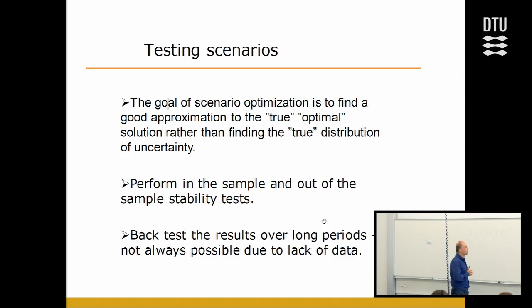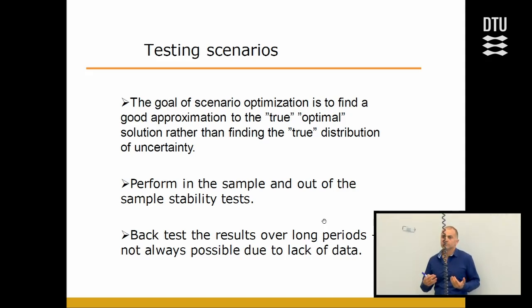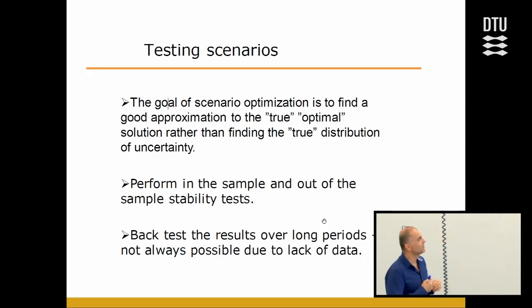Right, so the first thing to keep in mind is that the goal of scenario optimization is to find a good approximation to the true optimal solution rather than finding the true distribution of uncertainty. So what does that mean? Again, let's assume that there is actually what I call a true optimal solution out there, right? So we are in the search of the true optimal solution.